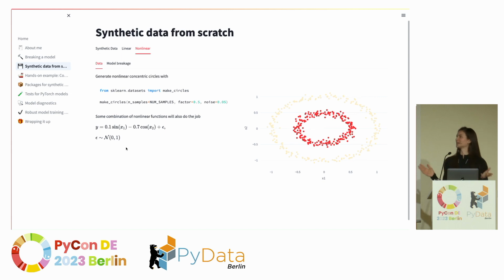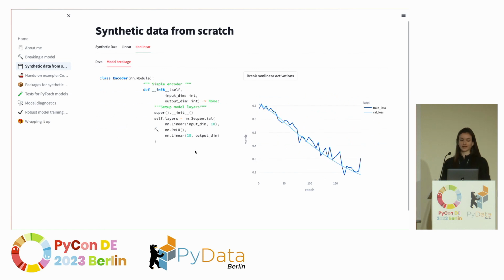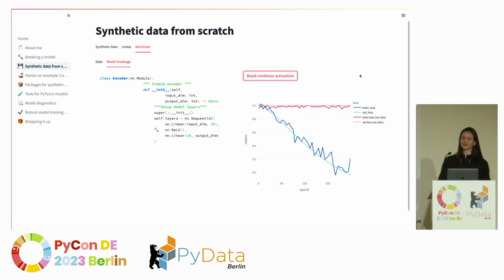And to check that I'm also telling you the truth, let's look at another example with nonlinear data, which is just generated with scikit-learn here. I think these concentric circles are well known to everyone in machine learning. But in general, you can basically create some nonlinear data with any combination of nonlinear functions. So we again have our model here. Let's break the activation functions. Now this looks much better. My model is broken, and the loss also looks broken. So this is one of the first lessons. If you're making your data, make sure that your data is definitely nonlinear.